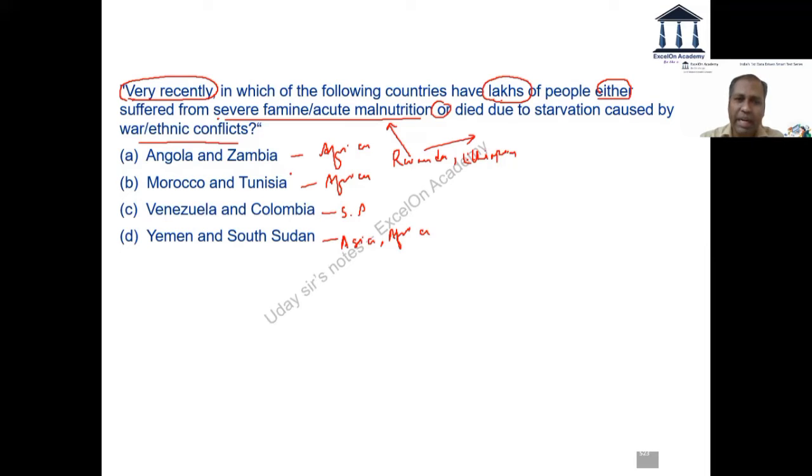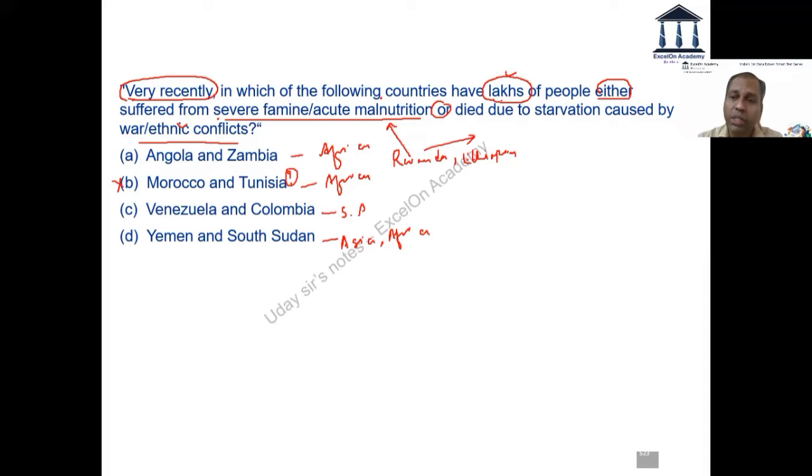So Tunisia is unlikely to be either lakhs of people died, ethnic conflict, so surely not, because Tunisia is, all said and done, there was a protest. I even don't know if people died, but there was a transition towards democracy. So I will strike off this. Let me come to Venezuela and Colombia.